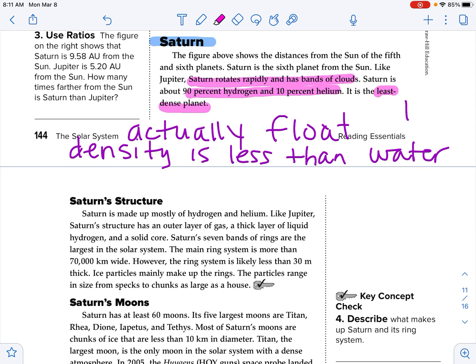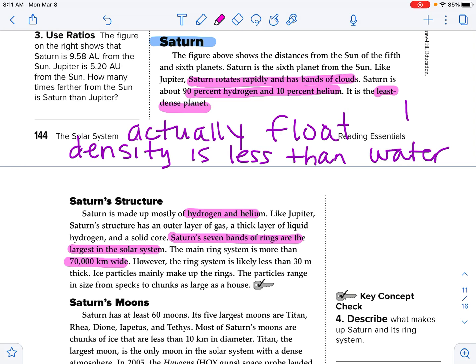Saturn is made up of mostly hydrogen and helium. Like Jupiter, Saturn's structure has an outer layer of gas, a thick layer of liquid hydrogen, and a solid core. Saturn's 7 bands of rings are the largest in the solar system. The main ring system is more than 70,000 kilometers wide. However, the ring system is likely less than 30 meters thick. Ice particles mainly make up the rings. The particles range in size from specks to chunks as large as houses. So it's very wide, but it's actually not very thick.